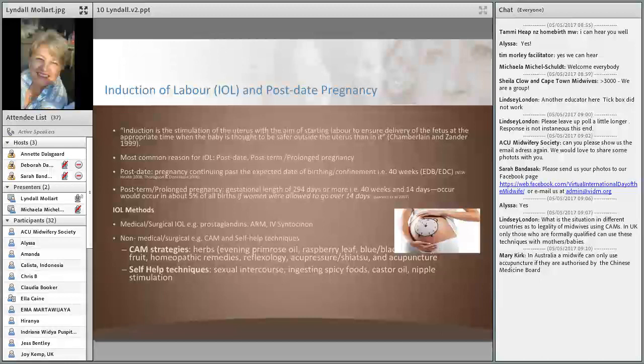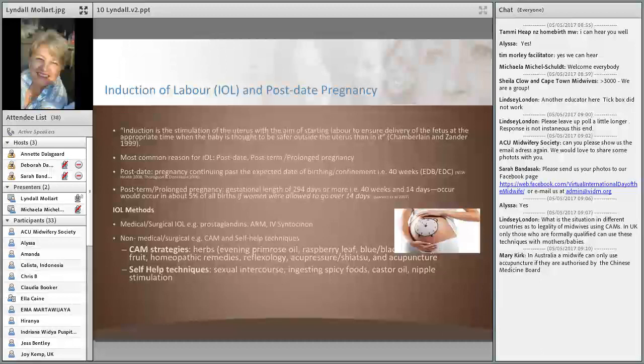So when we look at induction of labour methods such as the medical and surgical procedures, but when we look at the non-medical or surgical such as CAM or self-help techniques, there are a range. So for example, the CAM techniques used by women vary with limited research to support them.